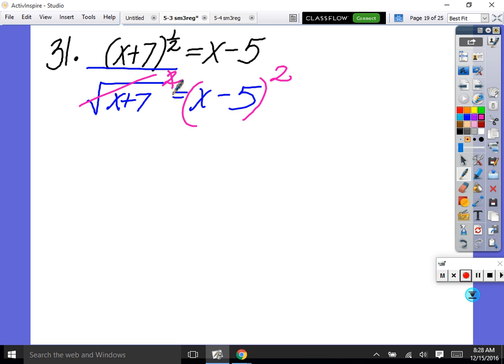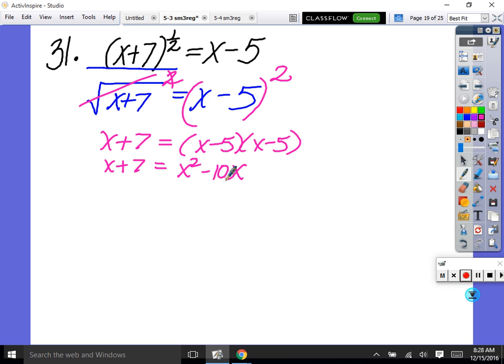Root cancels out with power. X plus 7 equals, oh, we can't break the forbidden rule. X minus 5 times x minus 5, correct? So x plus 7 equals, can I just distribute this very quickly, everybody? X squared minus 5x will be minus 10x, correct? Plus 25. Now you'd say, I have a quadratic.